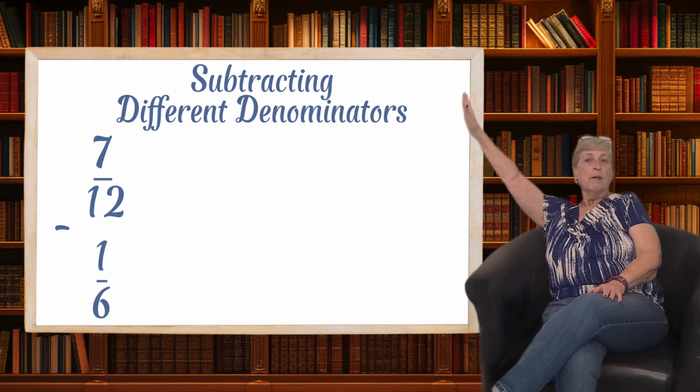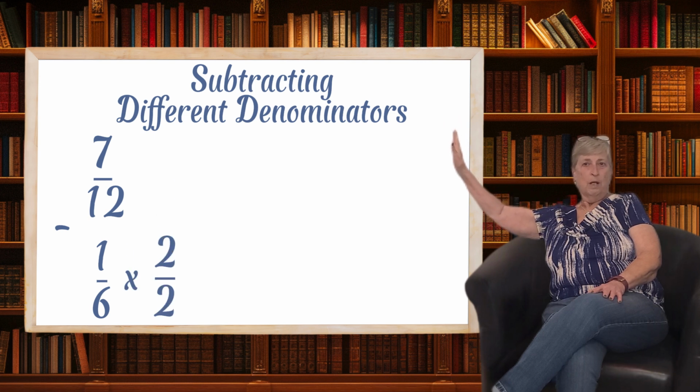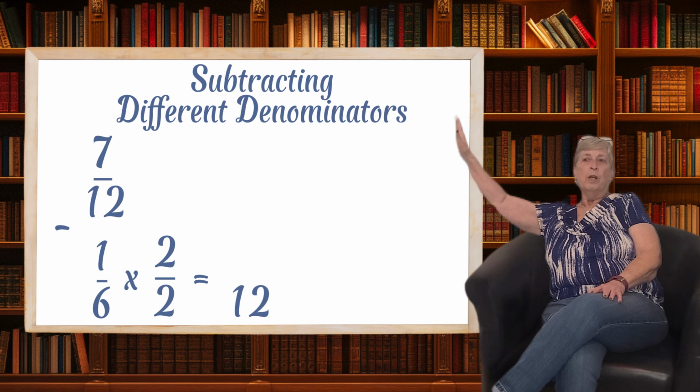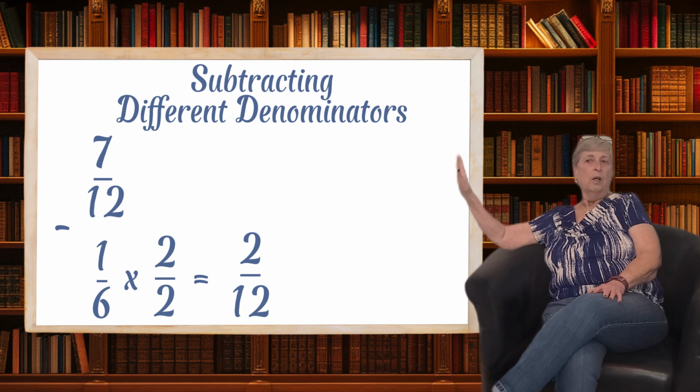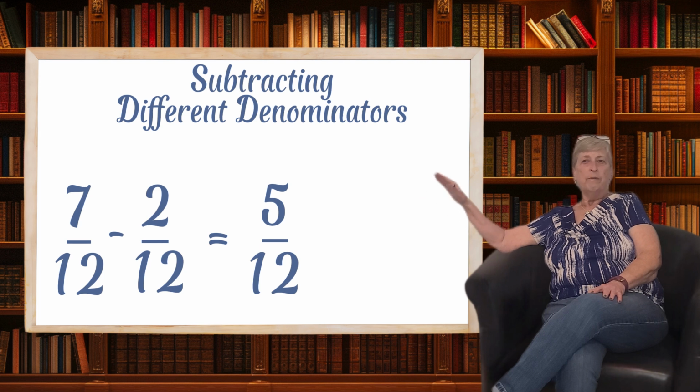So we start with the 7/12 at the top. The 7/12 we're not going to change, so it's just going to equal 7/12. The 1/6 we have to multiply by 2 over 2, because remember 2 times 6 is 12. So then we would equal 2/12. So we have 7/12 minus 2/12. Our denominator is now the same, so we keep it. 7 minus 2 is 5. So our answer would be 5/12.